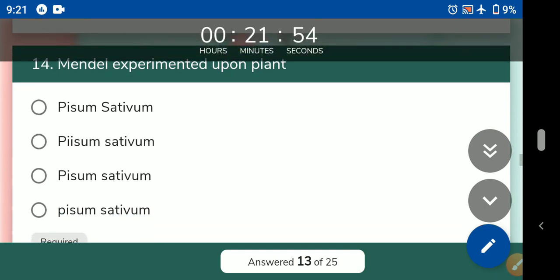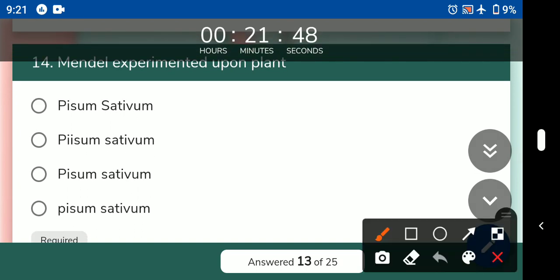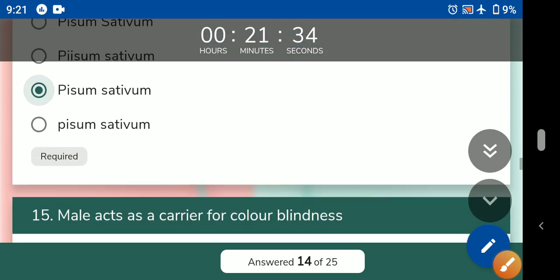Mendel experimented upon the plant Pisum sativum. The first is wrong because in it the S has been written as a capital. This is wrong. In the second, the spelling is wrong. The third is the correct answer, and the fourth is a small letter, so it should be in capital letter. So our right answer is this.